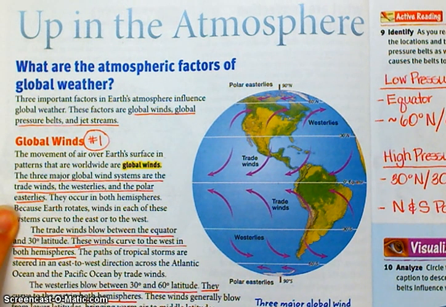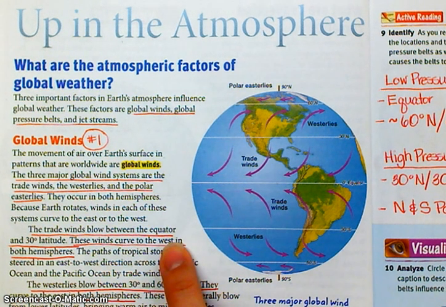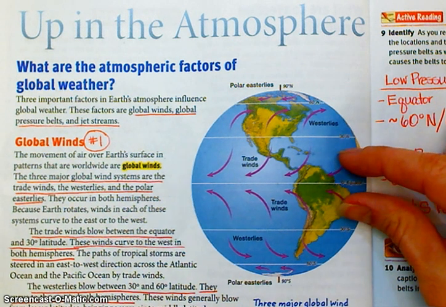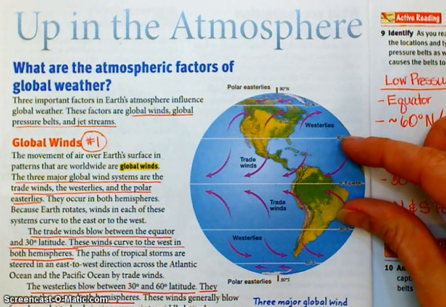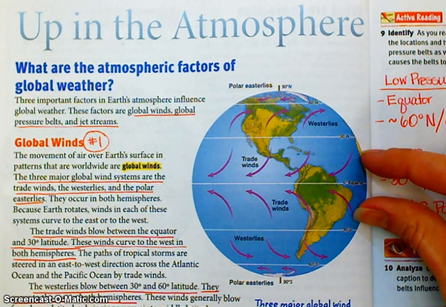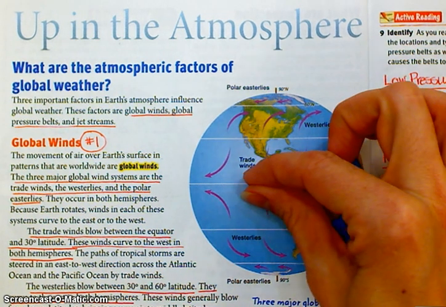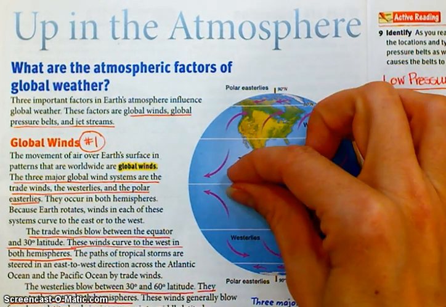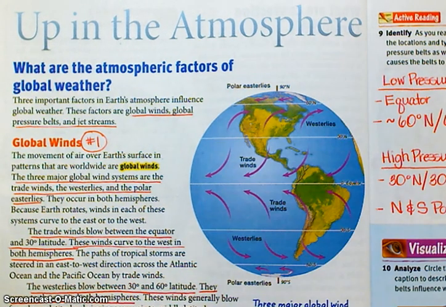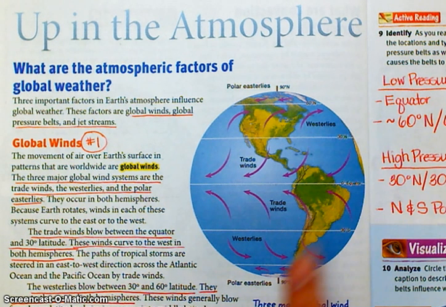As we learned in Lesson 1, there are three major global wind systems, and those are the trade winds, the westerlies, and the polar easterlies. Remember that the trade winds exist between 30 degrees north and 30 degrees south, and they generally blow from east towards the west. The westerlies blow between 30 and 60 degrees latitude, and they generally blow east.